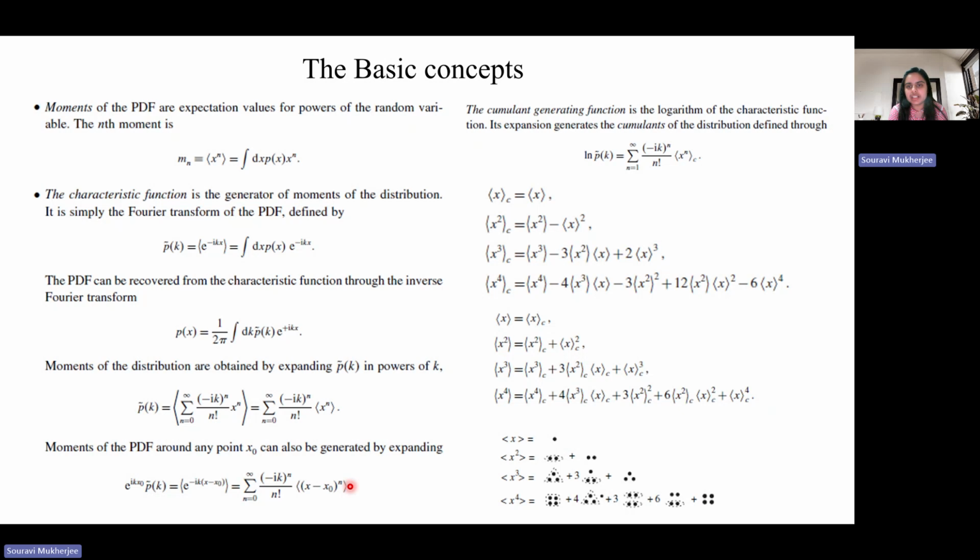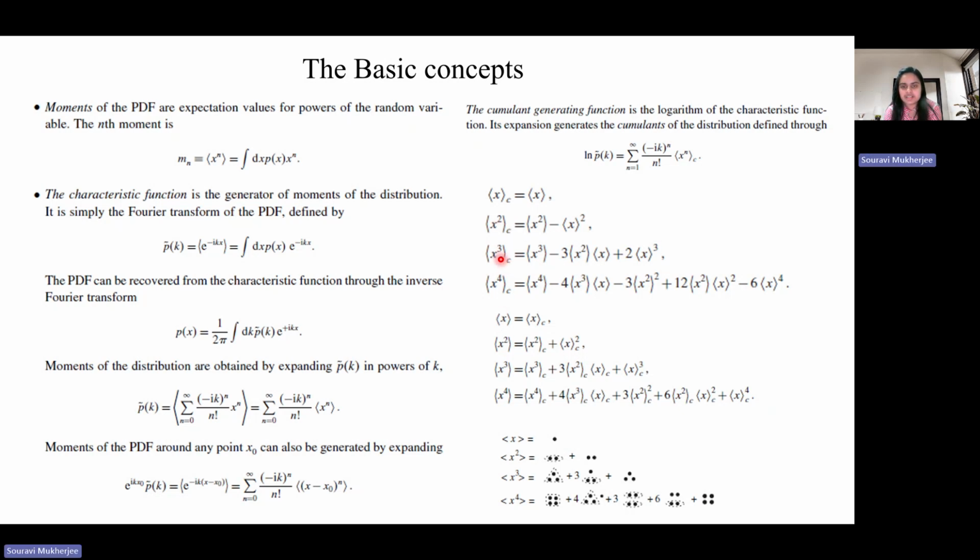Now, one can also define a cumulant generating function, which is the logarithm of the characteristic function. Okay. And this is how it looks. So one can define a PDF in terms of moments, or also in terms of cumulants, or you can write the moments in terms of cumulants and vice versa. Okay. So as you can see here, the first cumulant is equal to the mean or the first moment, right? The second cumulant is equal to the expectation value of x square minus the expectation value of x whole square, right? So this is the definition of your variance, right?